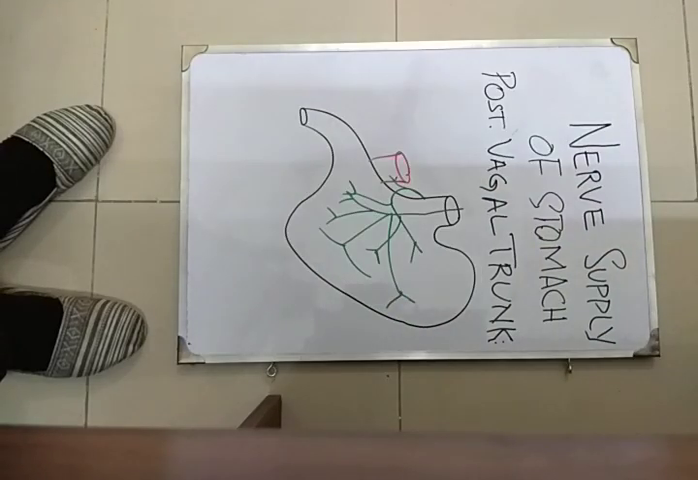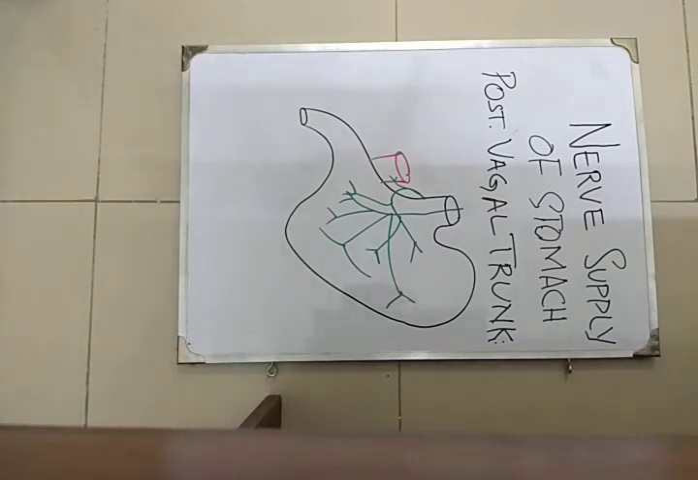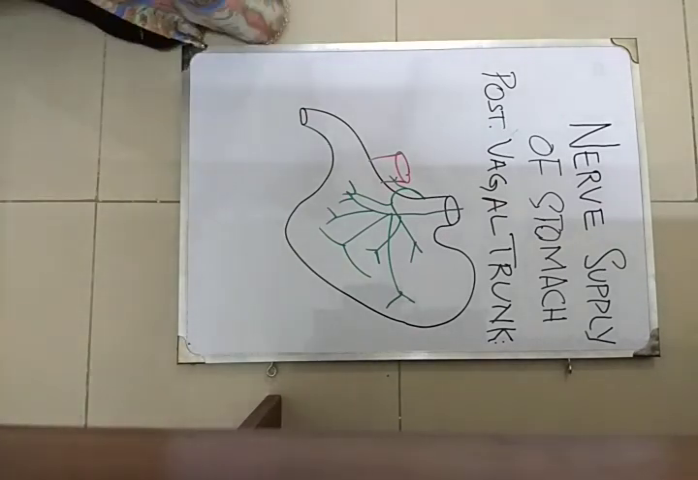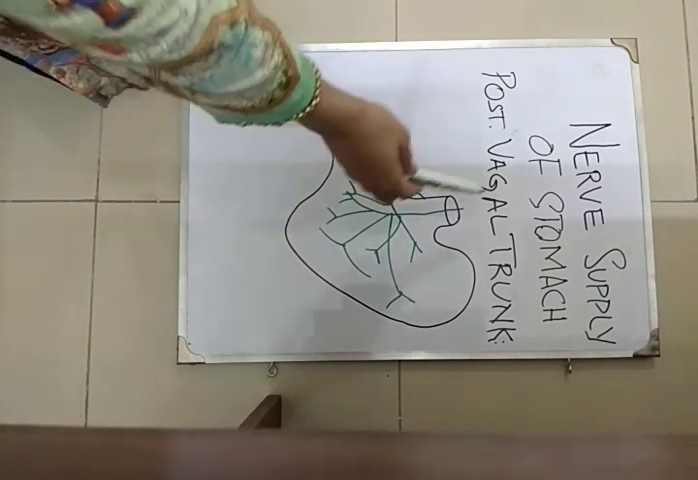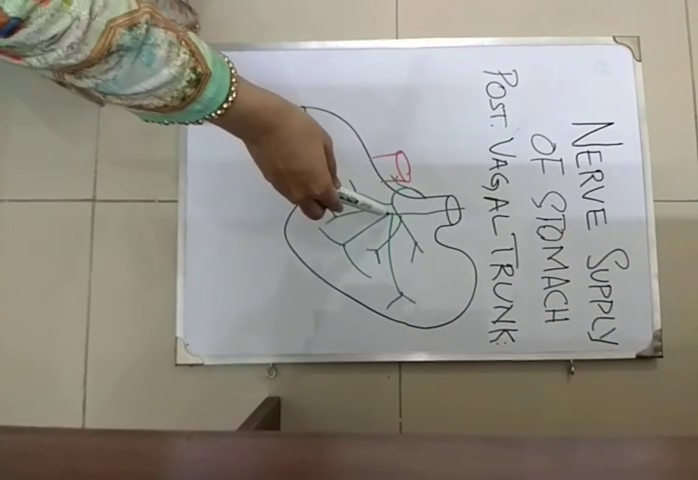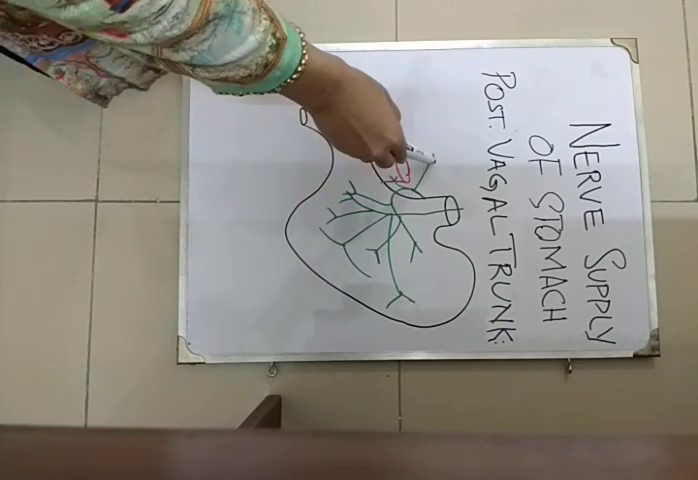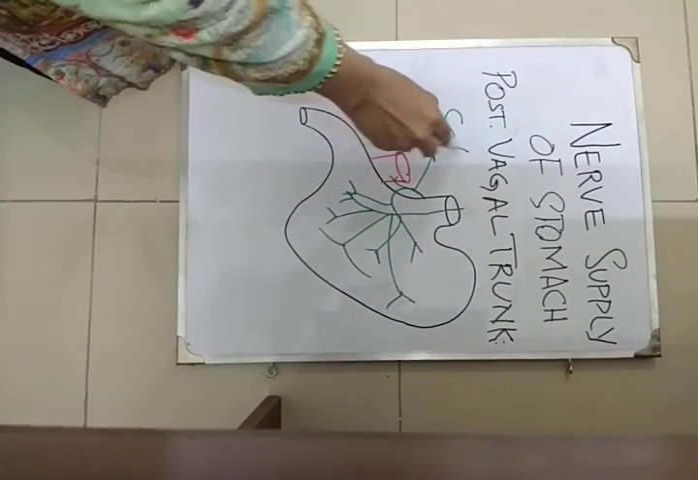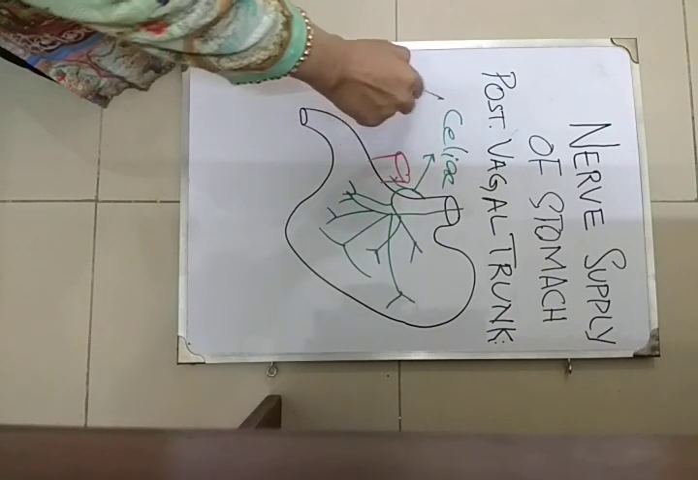Now the posterior vagal trunk is mainly formed by the right vagus nerve, and it moves on the posterior surface of the esophagus and then on the posterior surface of the stomach, and it gives many branches. So let's have a look. This is the posterior vagal nerve. Over here it gives the celiac branch, which goes to the celiac artery.